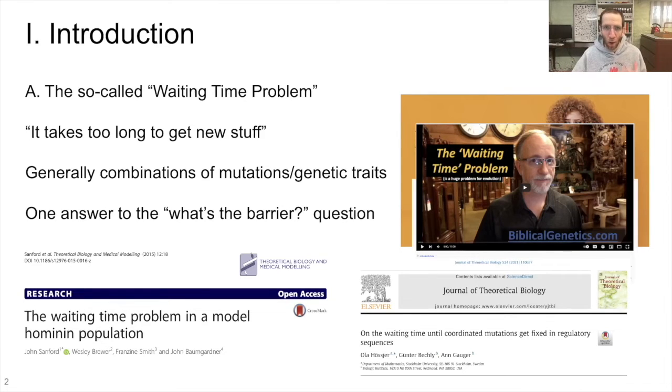So why are we seeing this work on this specific issue? Well, the waiting time problem is one answer to what I like to call the what's the barrier question. This is a common question that people will ask creationists, because all creationists accept some degree of evolutionary change, some more than others, right? Some creationists will say, well, I accept microevolution, but not macroevolution. And some creationist organizations actually accept a lot of evolution, and they cram it into a very short time frame immediately after Noah's Ark, right? You've got this hyperspeciation following Noah's flood.